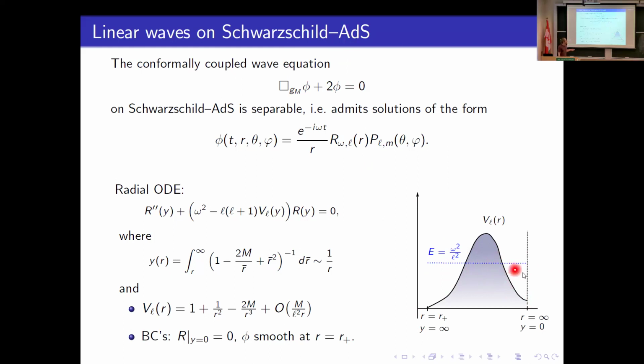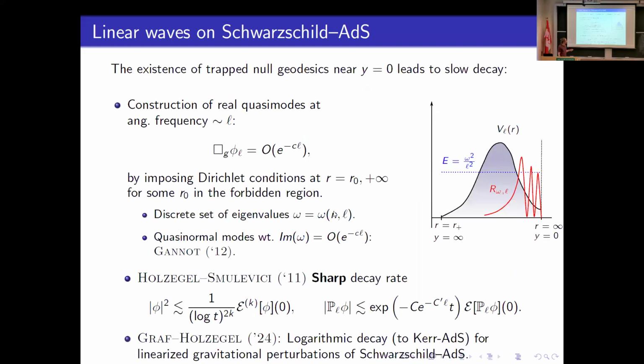If I want to study a solution of this equation with Dirichlet conditions on the boundary here, and let's say ingoing conditions towards the horizon, so this will give me a well-posed boundary value problem, then the solution I expect to be essentially localized in this classical region here, and then decay exponentially fast in this forbidden region. So let me make this drawing here.